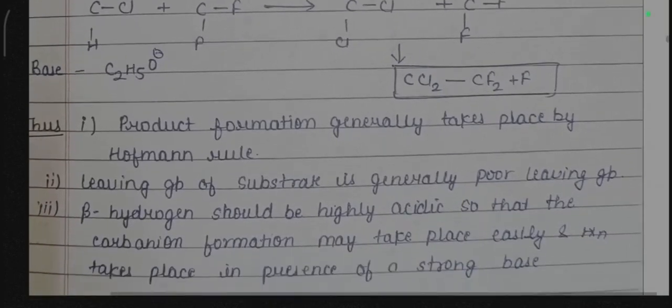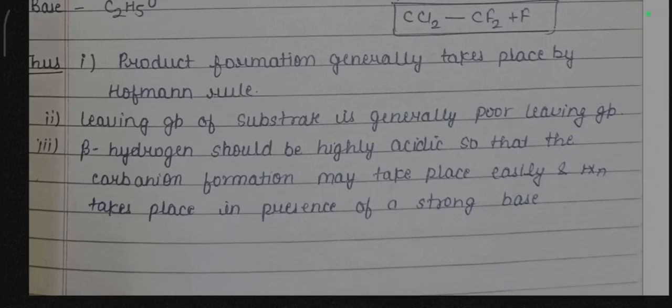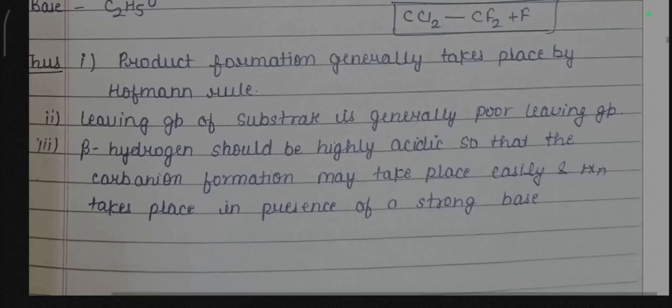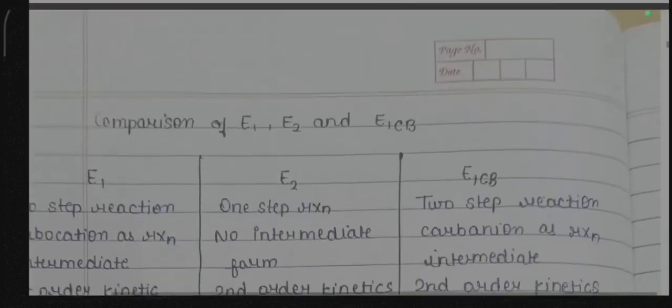Product formation generally takes place by Hofmann's rule. The leaving group of the substrate is generally a poor leaving group. Beta hydrogen should be highly acidic so that the carbanion may form easily, and the reaction takes place in the presence of a strong base.